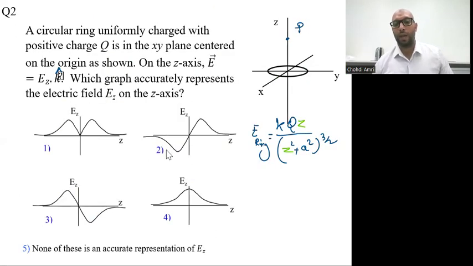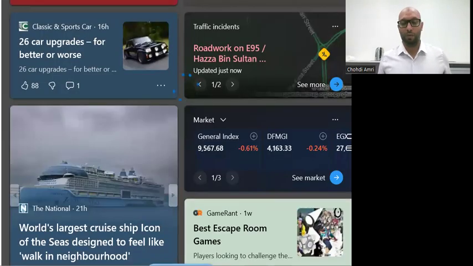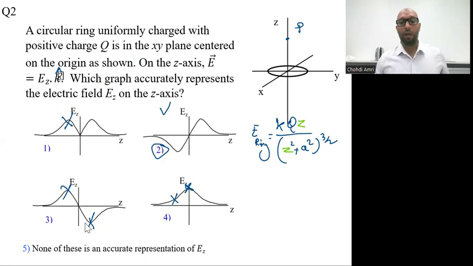Let's discuss these cases. So the correct answer should be this. What's wrong in the first case? When z is negative, we have a positive electric field, which is wrong. What's wrong with this one? When z is positive, the electric field should be positive, but we have negative in the figure. And when z is negative, the electric field should be negative, but we have a positive field in the figure, so it's wrong. What's wrong with this? When z is 0, the electric field should be 0, and when z is negative, the electric field should be negative as well. And then this is wrong.